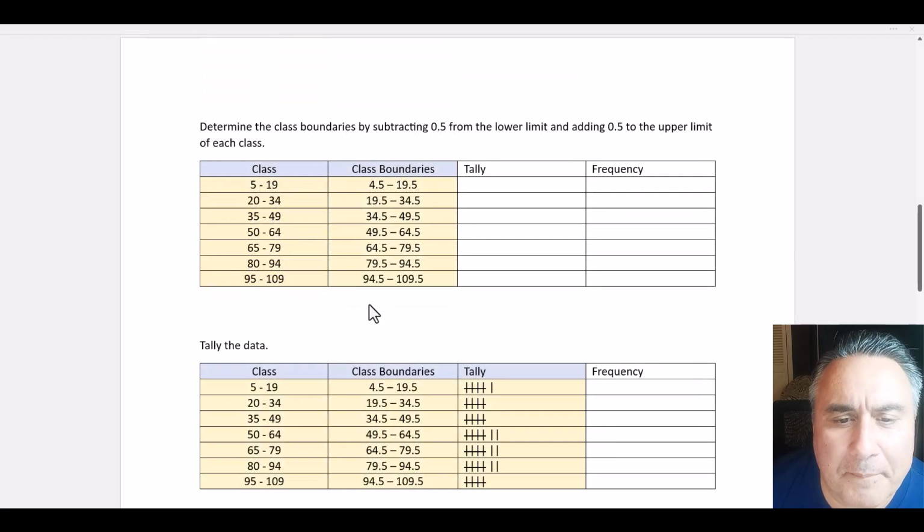Our next step is we compute the class boundary limits. To do this, we subtract 0.5 from each lower limit and add 0.5 to each upper limit. So, for example, 0.5 from 5 is 4.5, and then 0.5 added to 19 is 19.5. And we repeat that process for all the other class limits.